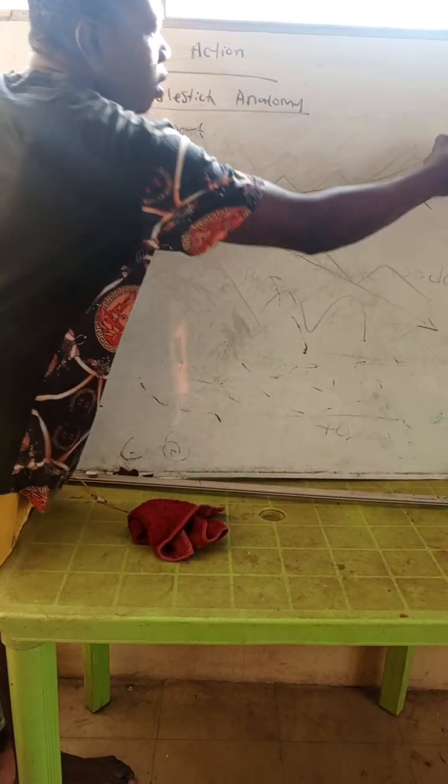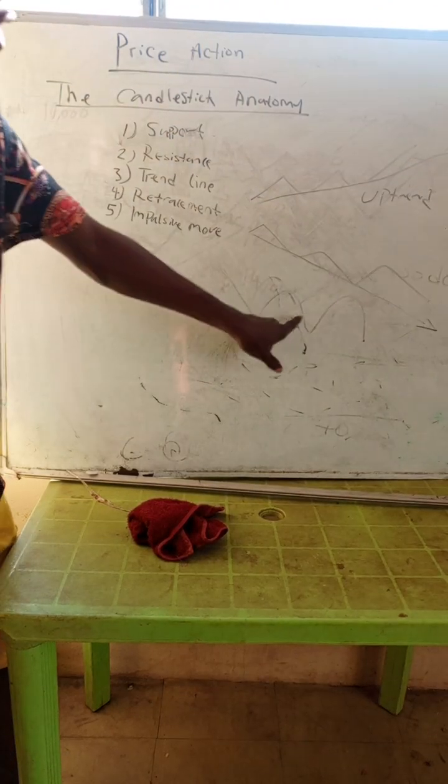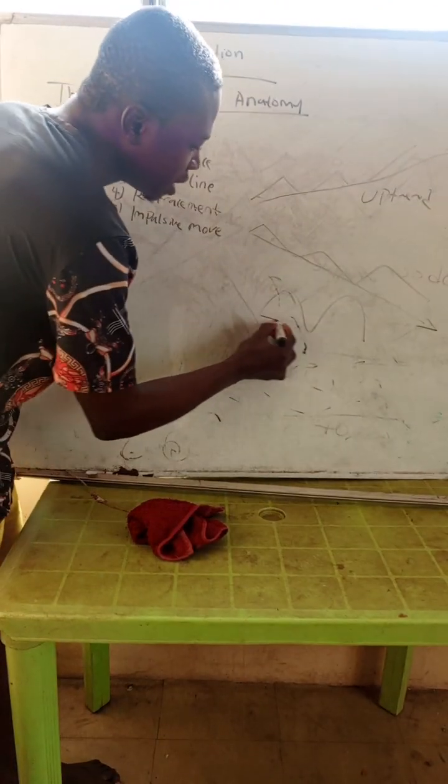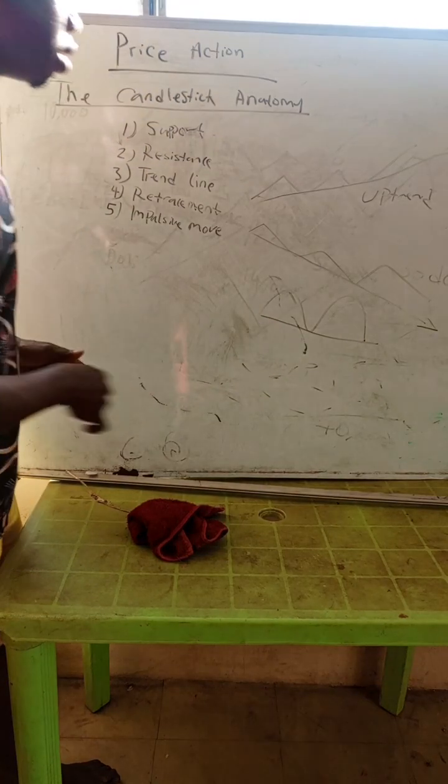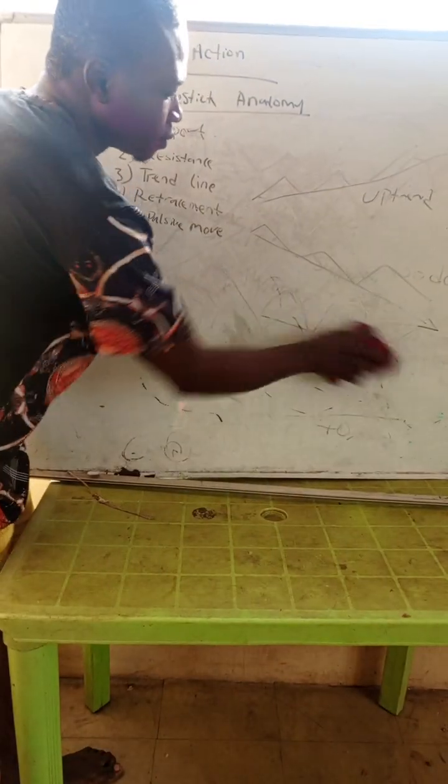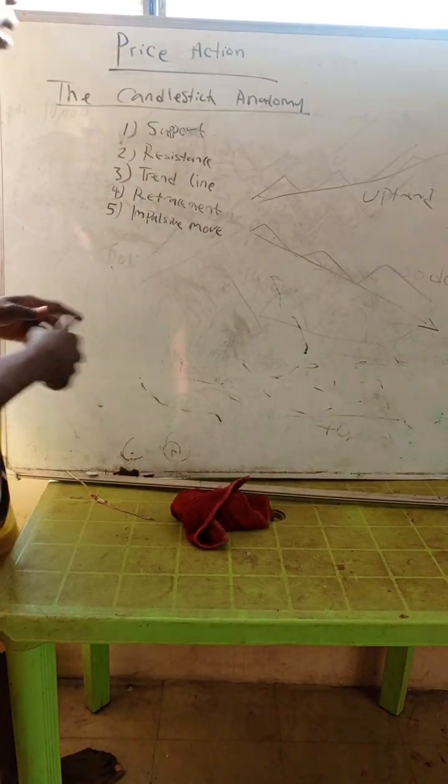Here is up, right? Why is this one called the ranging market? Because everything here is not going up or down. Everything is in an equilibrium position. It is just testing a plane position.